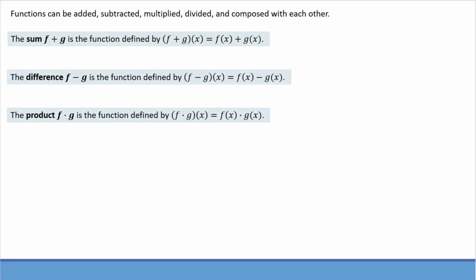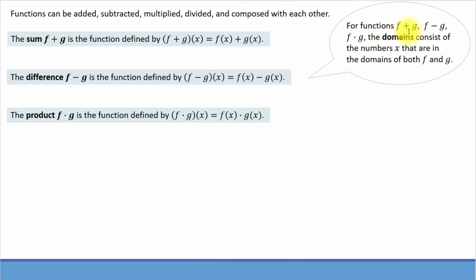Let's start with the first three basic operations. There are sum, difference, and product. Basically, when we add two functions, subtract two functions, or multiply two functions, we obtain a new function. What can we say about the domain of such function? It's actually pretty simple. For functions f plus g, f minus g, and f times g, the domains consist of the numbers x that are in the domains of both f and g.